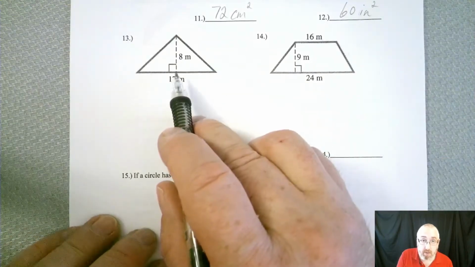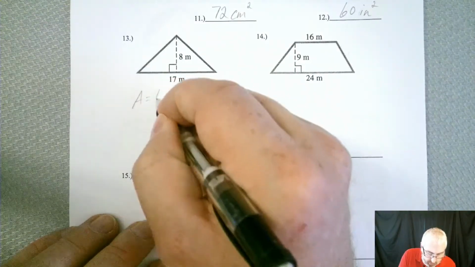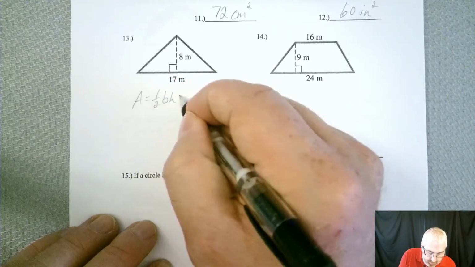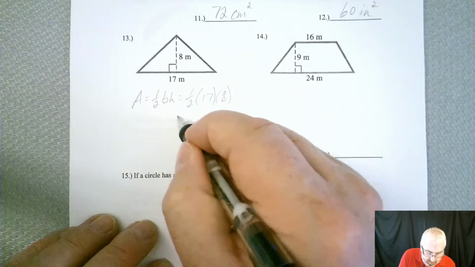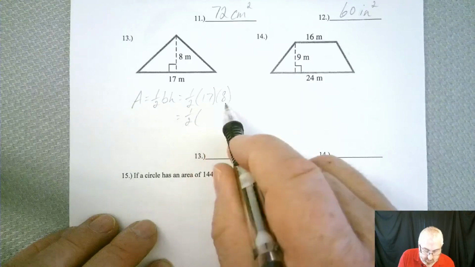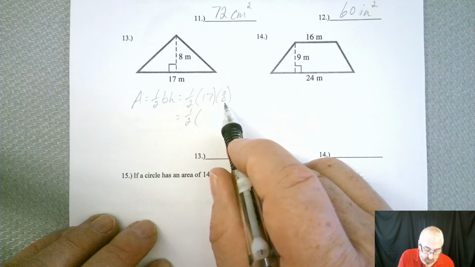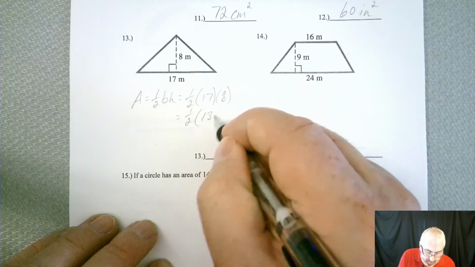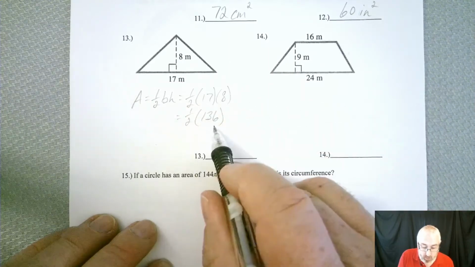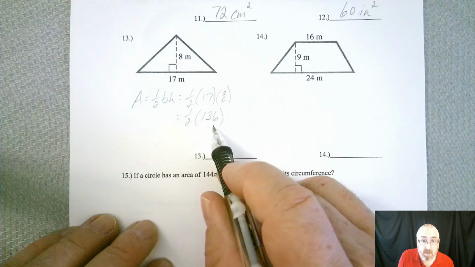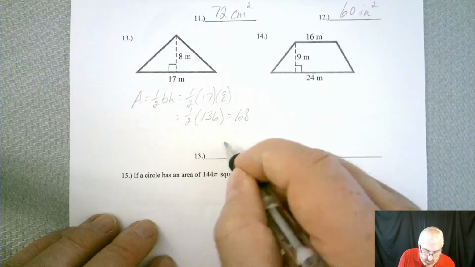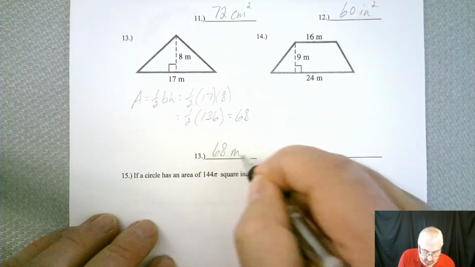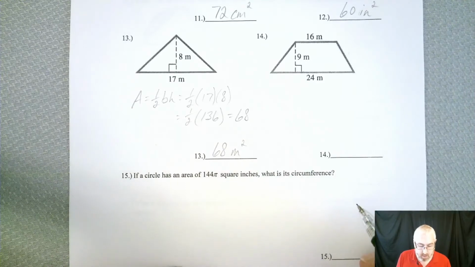We got a triangle for this one. So the formula is 1/2 base times height. So 1/2 17 times 8. So 1/2 17 times 8 is what? 136. So half of 136, I believe, is going to be 68, right? Half of that is 68. So 68 meters squared. All right, so far so good, hope, yeah?